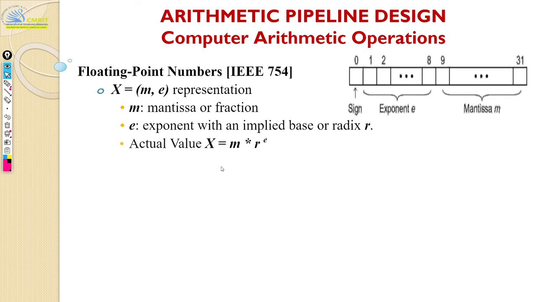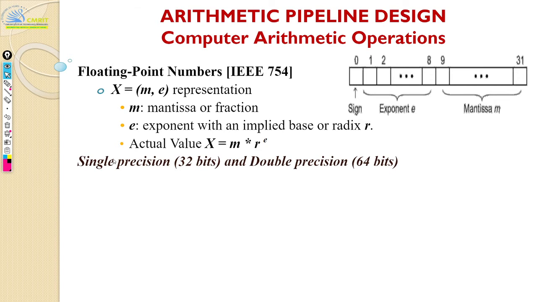So the actual value you represent like this: x is nothing but m into r power e, like our scientific notation. So you have two things here. One is single precision, which is 32 bits as represented in this figure. The topmost bit is the sign bit, then 8 bits for exponent, and the remaining bits for mantissa. But as advancement in the scientific community grew, there was a demand for higher precision. You doubled these bits, so it became double precision, which is 64 bit.